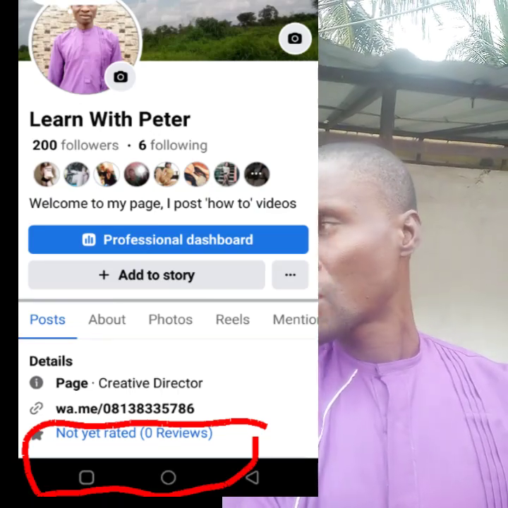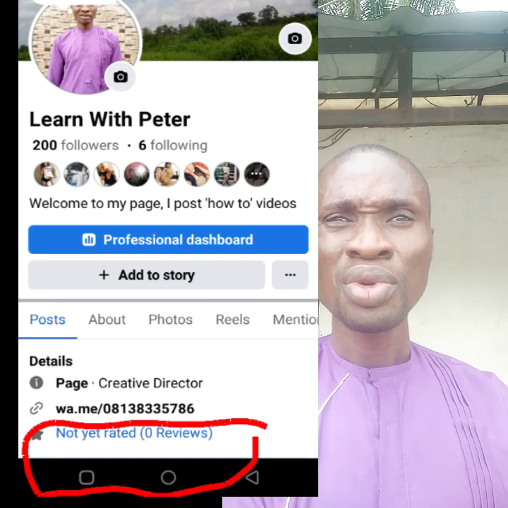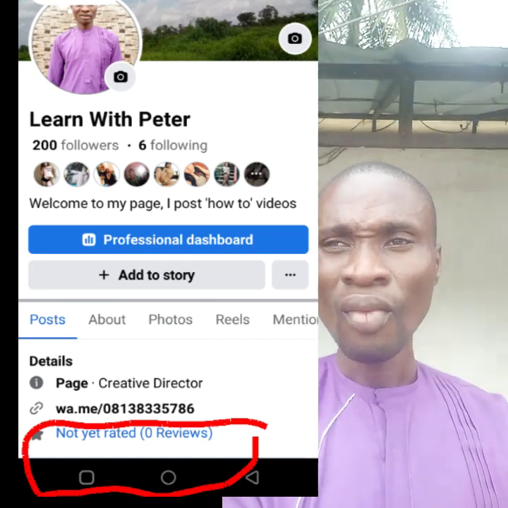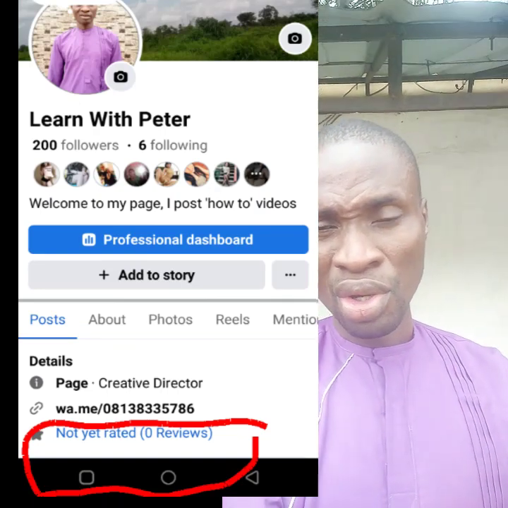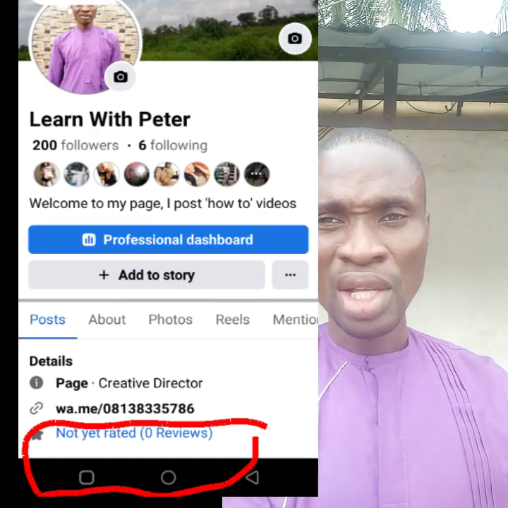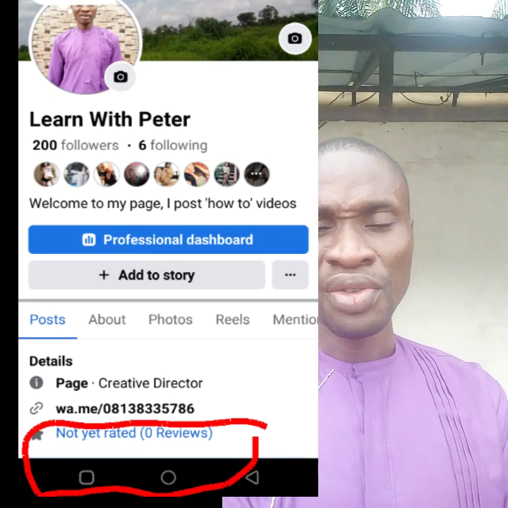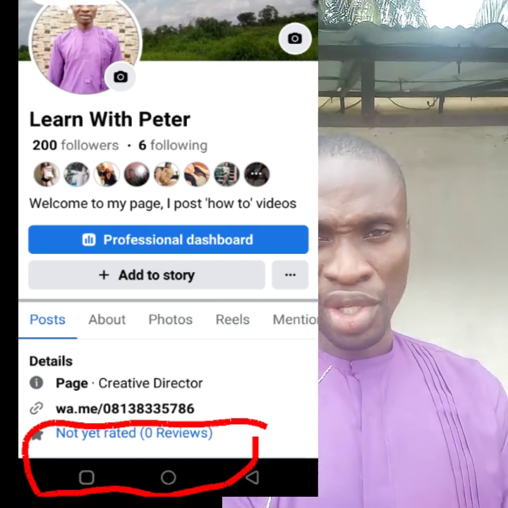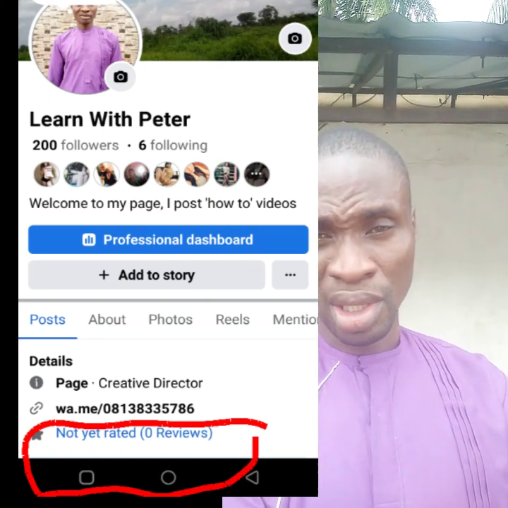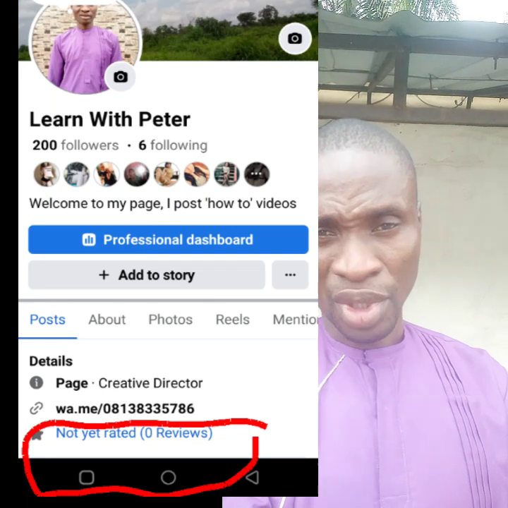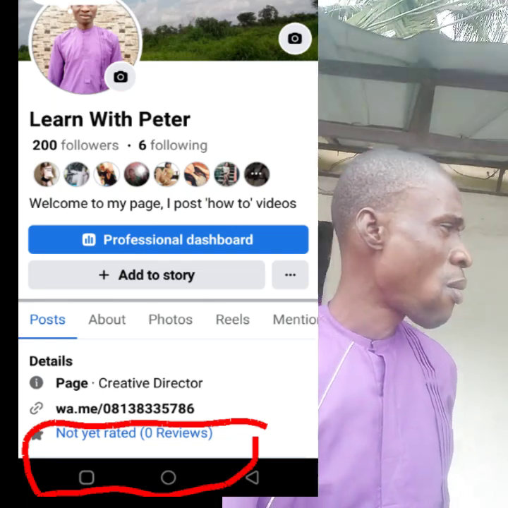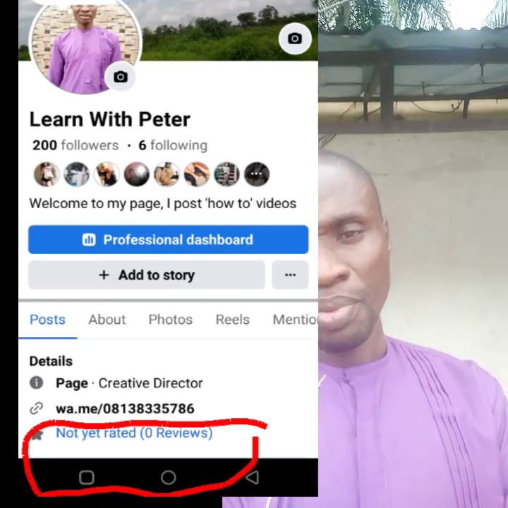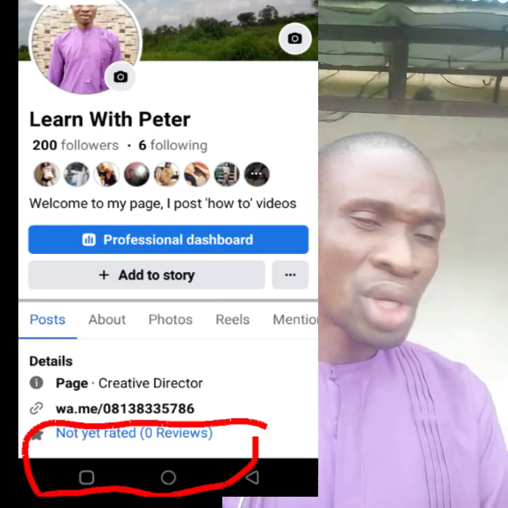Let me tell you some of the numerous advantages of your profile or pages being recommended. One of the very first benefits is that your profile or page builds trust. Yes, when people see that the recommendation on your page or profile is high, they will want to interact and engage on that page. So this is just one of the big advantages of a recommendation.